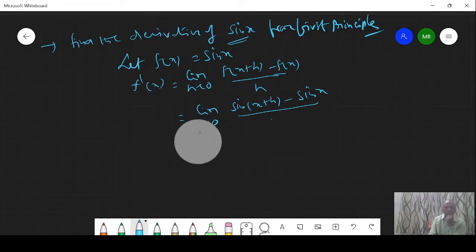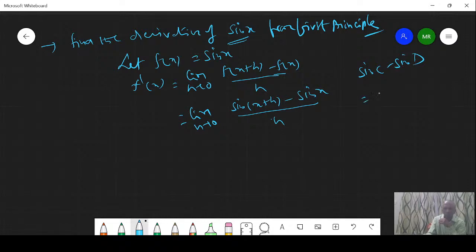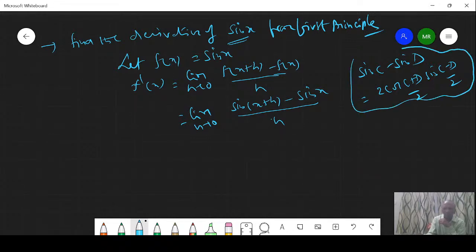Instead of doing that, we can simplify using sin c minus sin d. Limit h tends to 0, apply sin c minus sin d by h. What is sin c minus sin d? It is 2 cos of c plus d by 2 into sin of c minus d by 2. Remember this formula; it will be useful for you here.